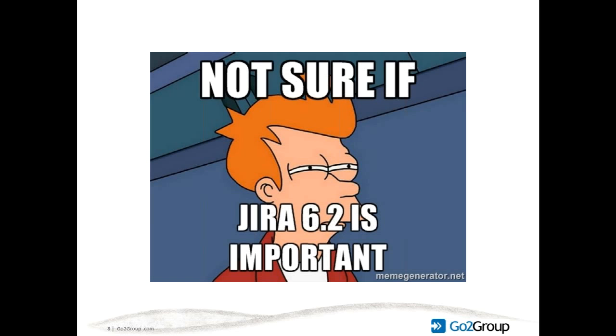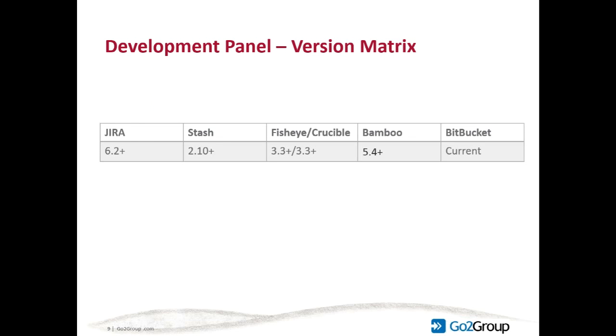So here we go. In JIRA 6.2, one of the important functionalities is the development panel. To use this development panel, here is the version matrix that you should have with you. As you can see here, you need JIRA 6.2 plus, Stash 2.10 plus, FishEye Crucible 3.3 plus, Bamboo 5.4 plus, and the current version of Bitbucket.